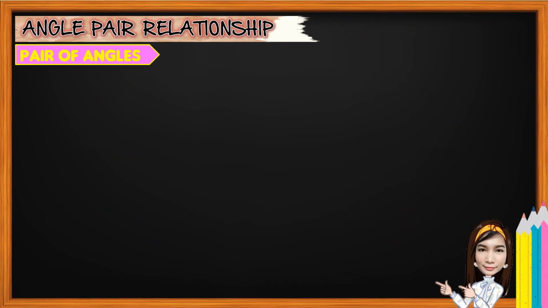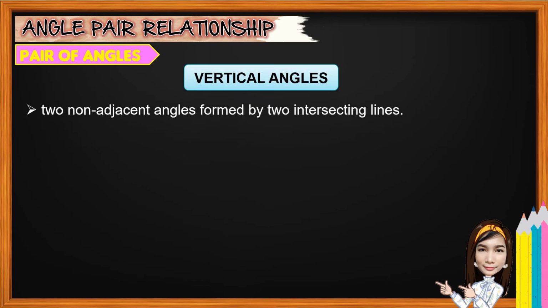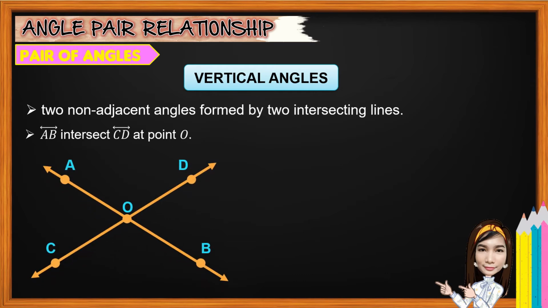Next, we have another pair of angles. We have the vertical angles. These are the two non-adjacent angles formed by two intersecting lines. Given line AB intersects line CD at point O, so we have the given figure. Now take note, vertical angles are congruent.